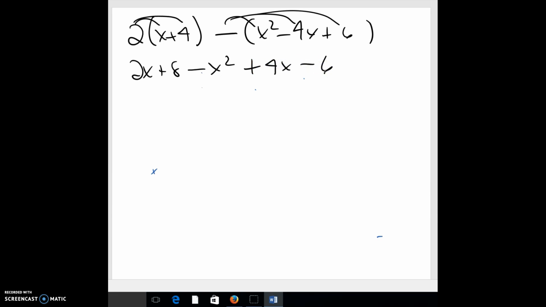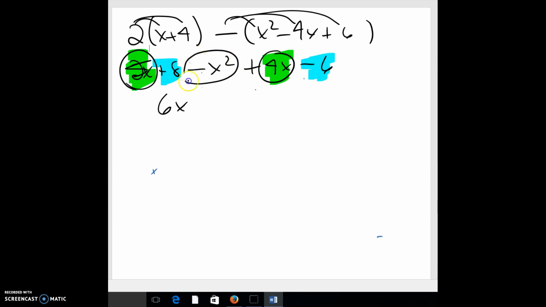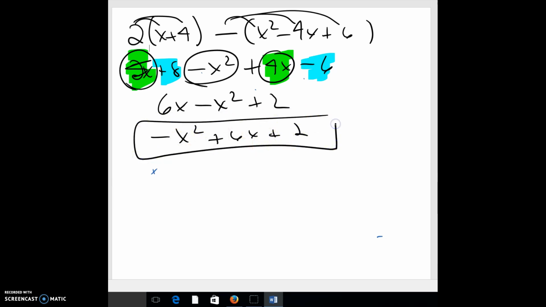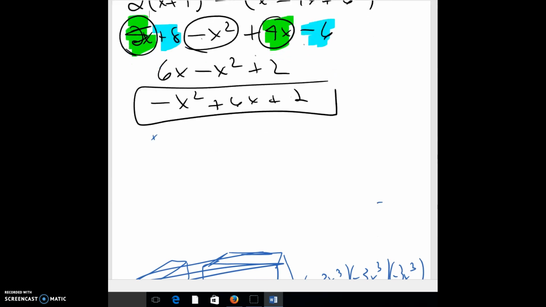Now you're going to collect like terms. So your x's, those x's are like, and your numbers, constants are like, and those are kind of their own little deal there. So I have 2x and 4x, which is 6x. And I owe x squared, there's no more of those. And then 8 and a -6 is I have 2. Again, we'd probably put this in descending order. So we put the highest degree first and kind of work our way down. So that would be something that you would do there.